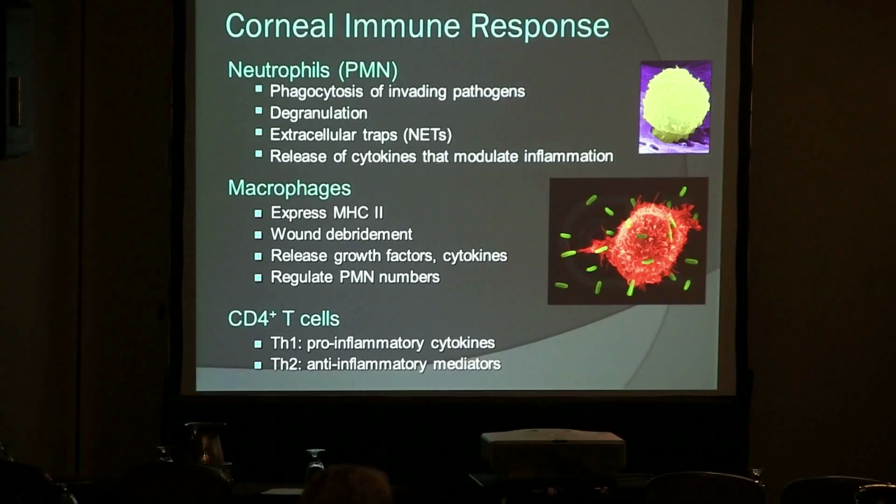In addition to PMNs, another essential cell type is macrophages. These antigen-presenting cells assist in debridement of apoptotic and necrotic tissue, also removal of pathogens. They, too, release cytokines as well as growth factors. And Dr. Linda Hazlett's group has shown that macrophages regulate the influx of PMN into the infected cornea as well. And then, despite the fact that the cellular response is predominantly neutrophilic, you do see CD4 positive T cells later in the immune response as well.